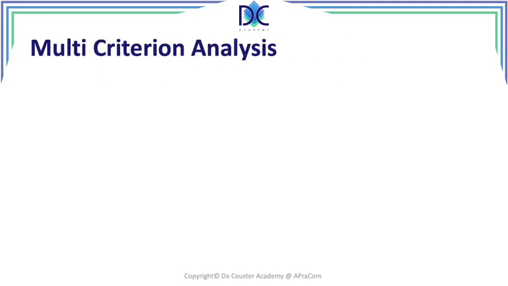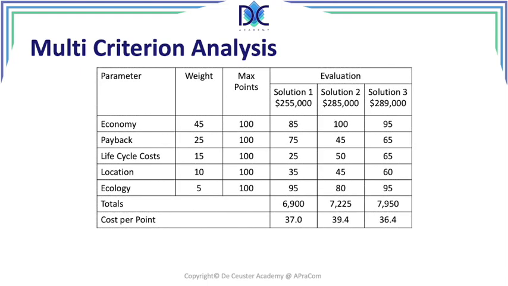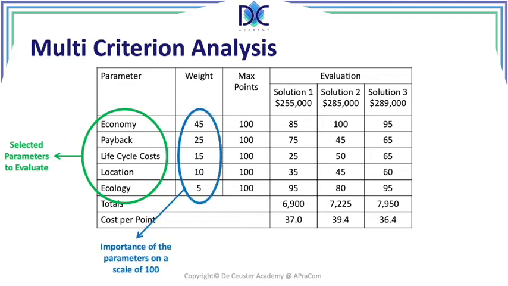Now, a last element to look at is what we call the multi-criterion analysis. We spoke about that before. We look at different solutions with their costs, and we look at different parameters that we are going to consider. We look at the selected parameters that we have to evaluate. We give a weight to them, so every parameter has a weight, and the maximum of the points is given there. What we do next is, for each of those parameters, we will evaluate the different solutions, and we will make a total.